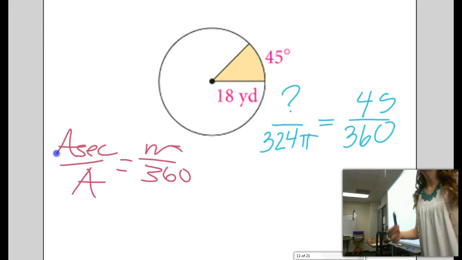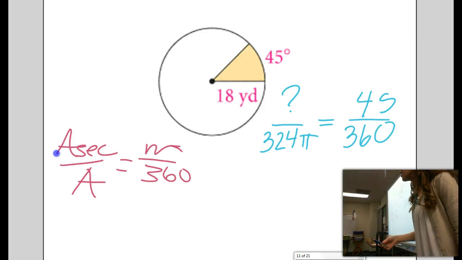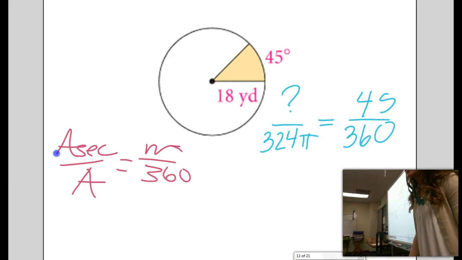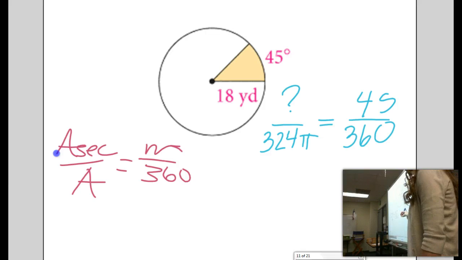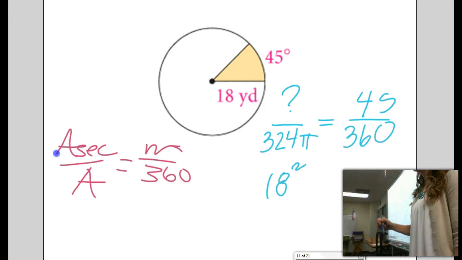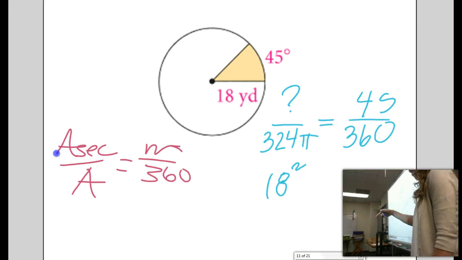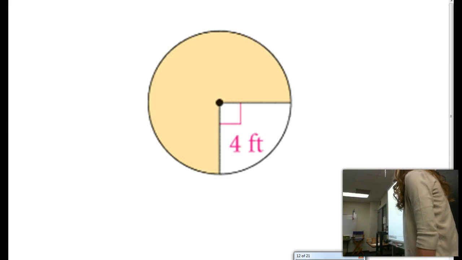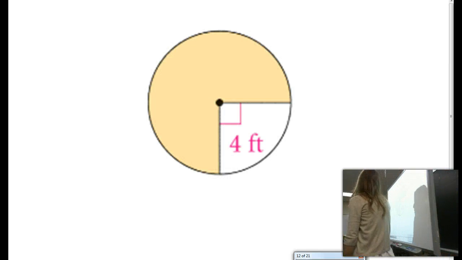So the difference is, when you're finding circumference, you double it. When you're finding area, you square it. That's where 324 came from. 18 squared. What was the final answer? 40.5 pi. Area of the shaded region.